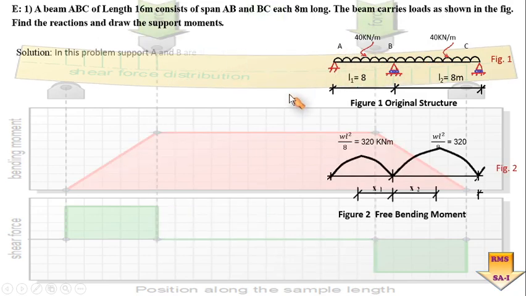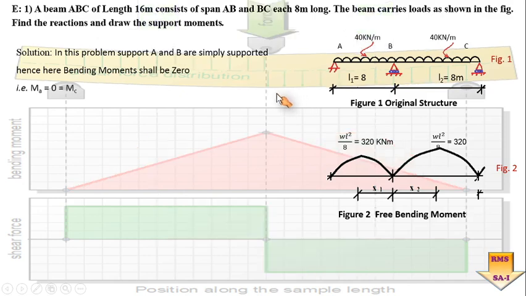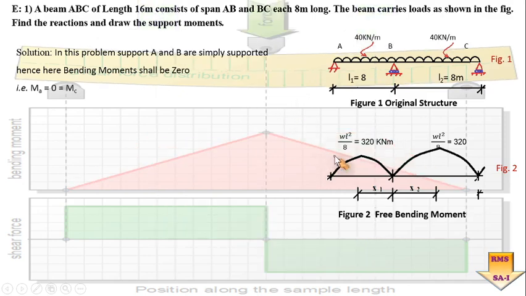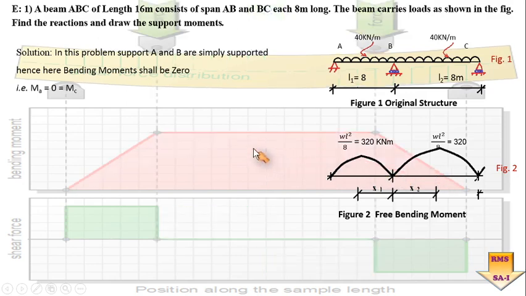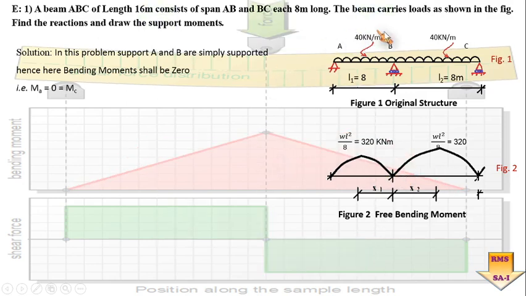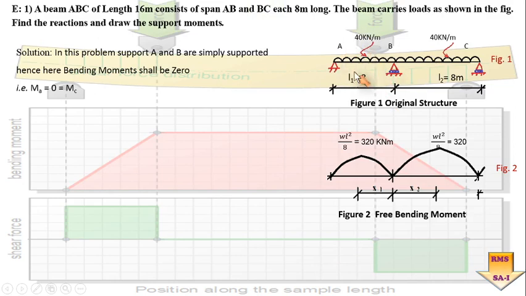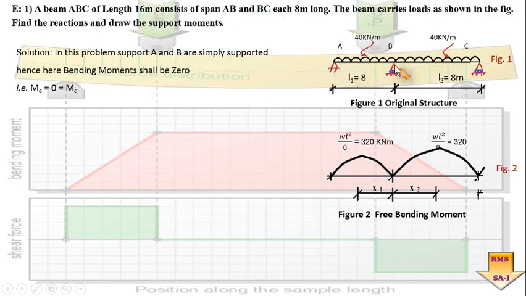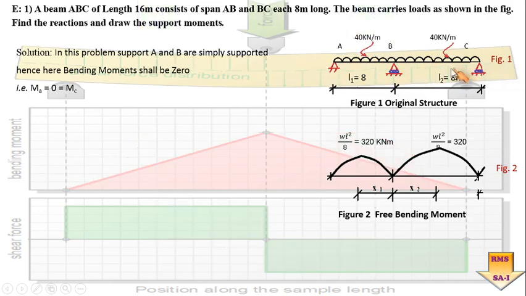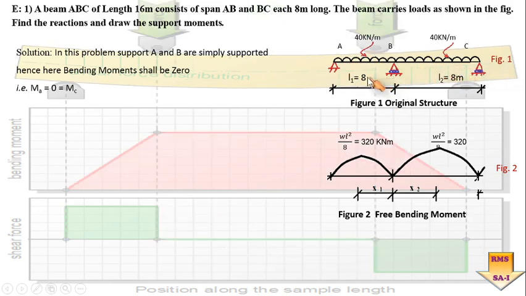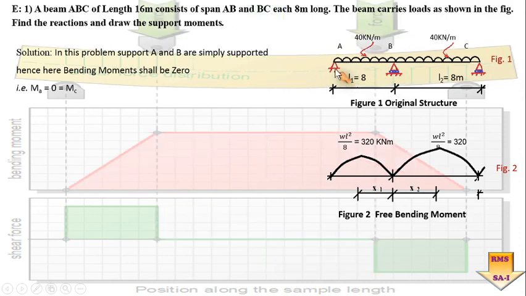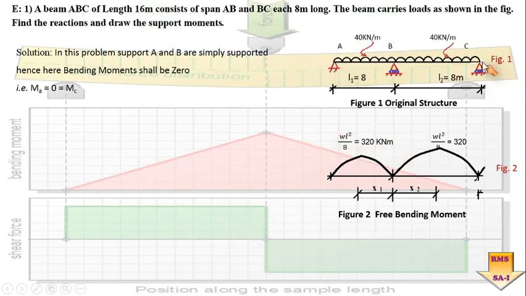Now moving ahead, the first job to be performed in this sort of problem is to draw the free bending moment diagram. After understanding the basics of continuous beams or simple beams, we know that at the supports the bending moment has to be equal to 0. So here at A, MA is equal to 0 and MC is equal to 0.